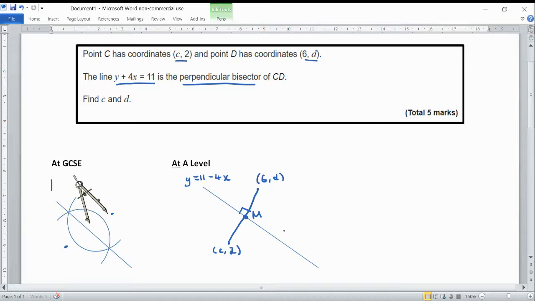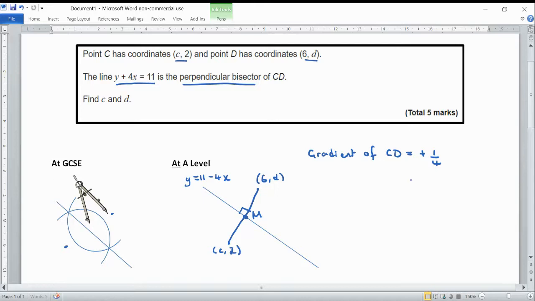All of this is enough clues for us to work out what the values of C and D are. Let's take the first clue: the fact that these two lines are at 90 degrees to each other. You know from GCSE that perpendicular lines, their gradients are the negative reciprocal of each other. So if this line has gradient negative 4, then this line through C and M will have gradient positive 1 over 4, the negative reciprocal of negative 4. So the gradient of CD is positive 1 over 4.